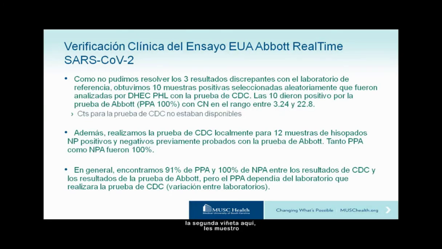Looking at the second bullet point here are the locally performed tests. The first bullet point is what we got from the public health lab. In both cases, the positive predictive agreement was 100%. So overall, if you put all three data sets together, we found a 91% positive predictive agreement and 100% negative predictive agreement between the results of the CDC and the Abbott test. But we did see the positive predictive agreement was dependent upon where the test was performed. So there is some inter-laboratory variation in terms of how the results compare to the CDC EUA assay.